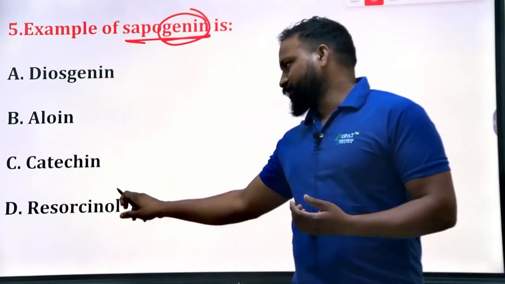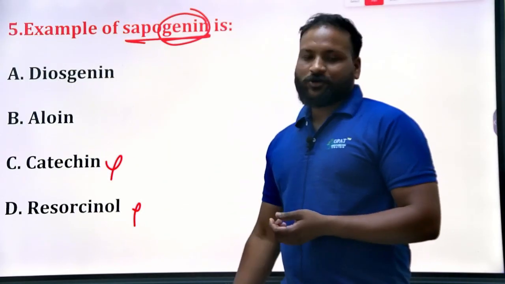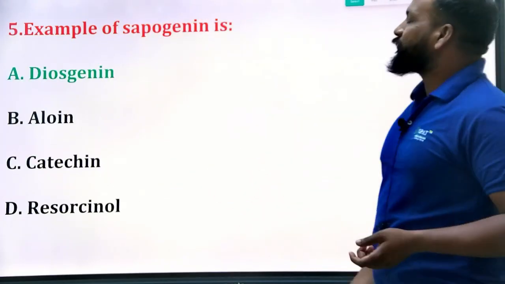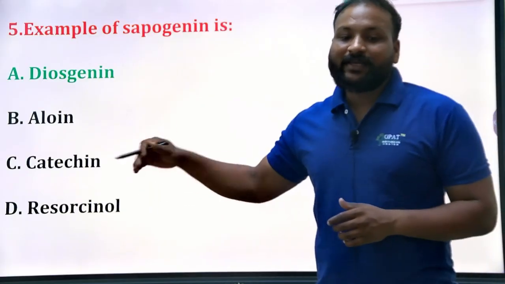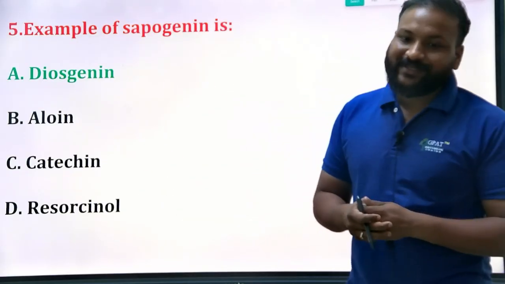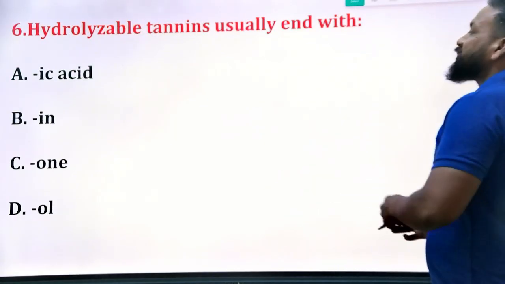Okay. So resorcinol is not at all the option of sapoxanine. Catechin is also not an option, and aloin. Undoubtedly option A, diaxanine will be the right answer. Xanine itself, it is a glycoside. The glycone part or therapeutically active part is known as xanine. Okay, yes.